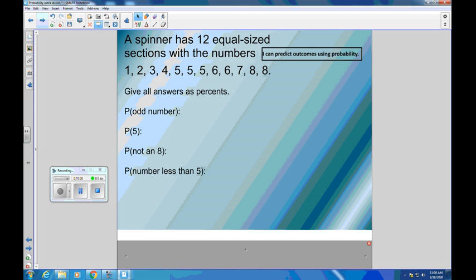This is some review. So it says the spinner has 12 equal size sections with the numbers 1, 2, 3, 4, 5, 5, 5, 6, 6, 7, 8, 8. Give all answers as percents. So the probability of an odd number, the probability of a 5, probability of not an 8, and probability of less than 5. Again, for all of these, I'm going to use want over total. First thing I'm going to do is figure out my total, and it says there's 12 sections. So that's my total. So for all of these, it's going to be out of 12.